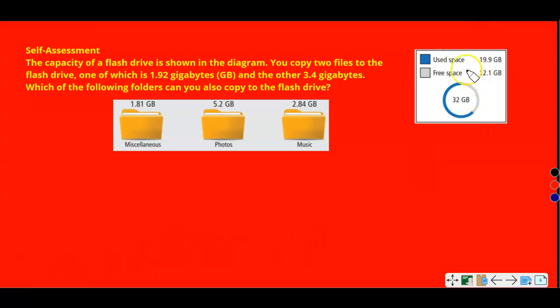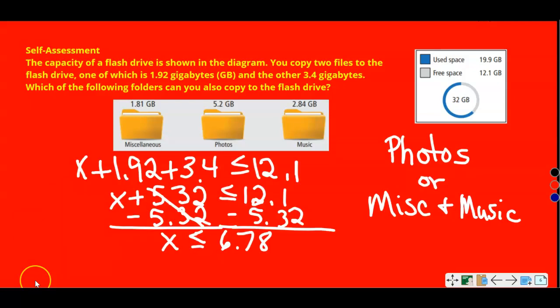All right, so given information, you have used space, 19.9 gigabytes you're already using. So you have 12.1 gigabytes of free space. And you're going to copy these 2 folders. And then what else can you copy? All right, pause the video and then come back shortly to see if you get the same answer.